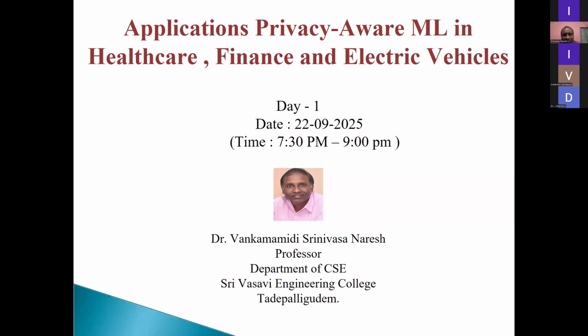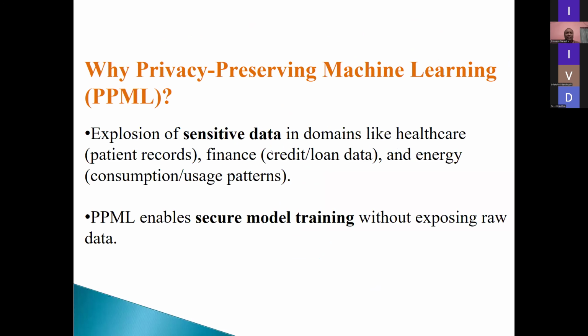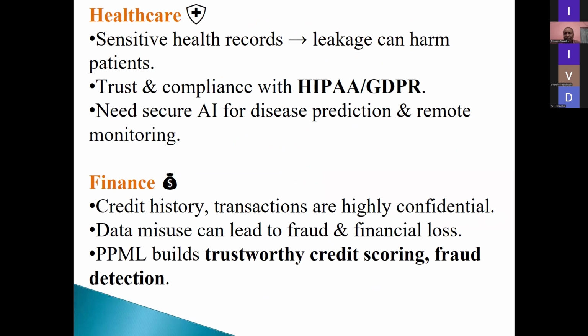Applications: privacy-aware ML in healthcare, finance, and electrical vehicles. See, we already discussed why privacy-preserving machine learning. I already explained. We need privacy in three applications. One is healthcare and the other is finance. Let us take sensitive healthcare records. Leakage can harm patients. As I already explained, a person who has not yet got married will have a problem getting married if his health problems are disclosed. So the sensitive data should be protected in healthcare applications. That is the first thing.